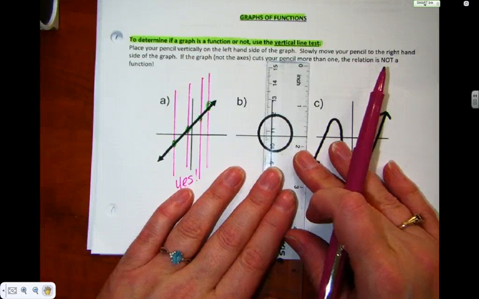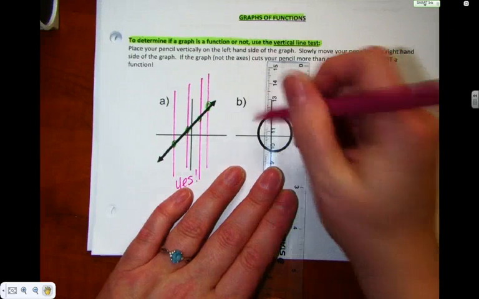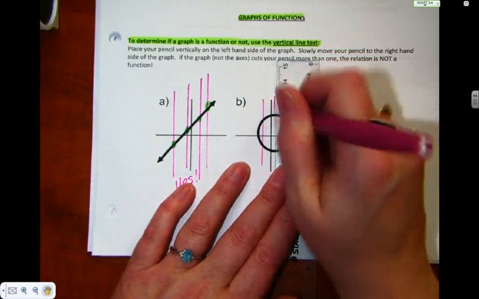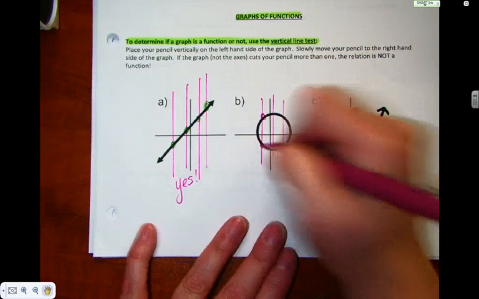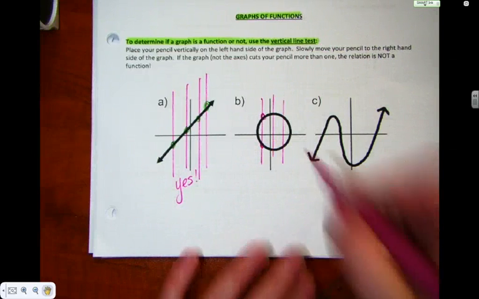Very left-hand side. Uh-oh. What happens right away? It cuts through twice. Okay, well, what if I move it over? Still twice, still twice. If it ever cuts through more than once, what's the conclusion? Not a function.